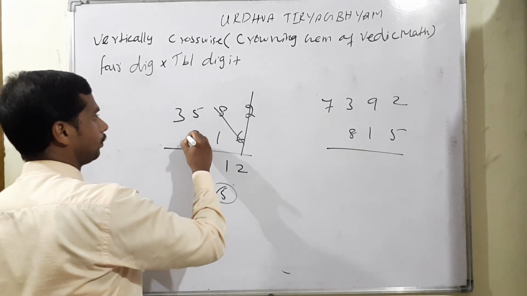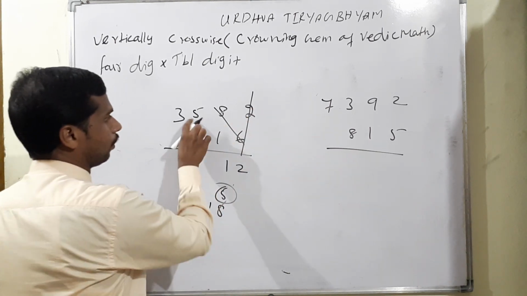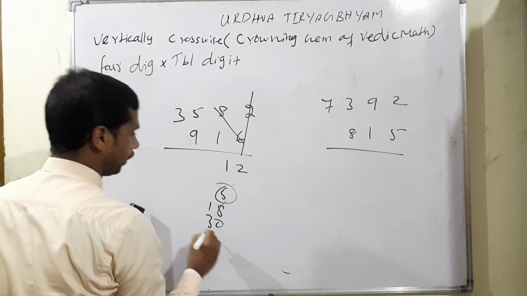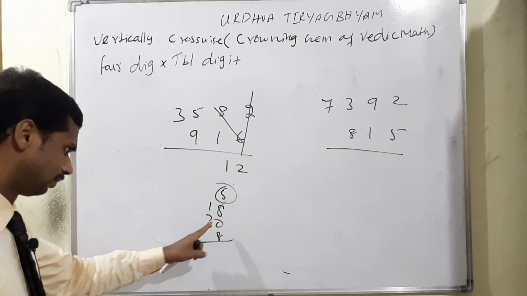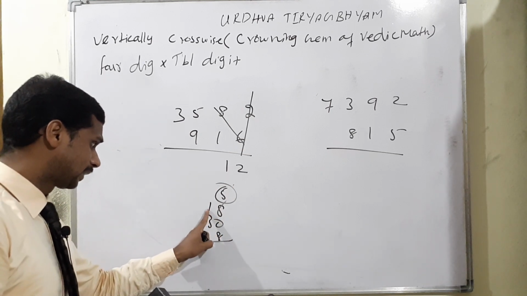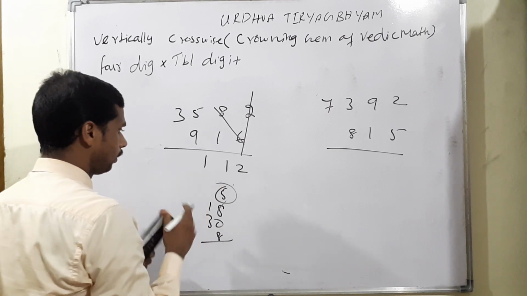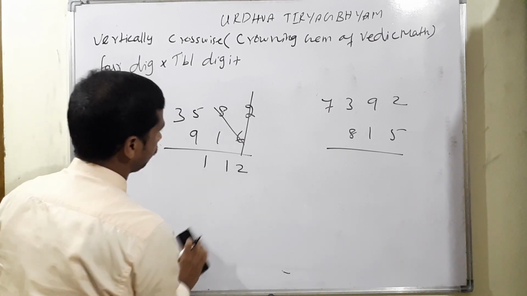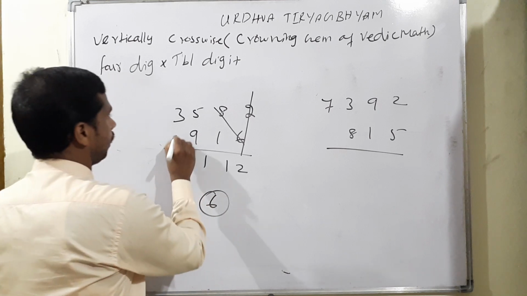5. Next one. 2 9s are 18. 5 6s are 30. 1 8s are 8. Now, so 38, 46, 56, 61. So 1. Now we have the carry 6 only. The last one, look at there.